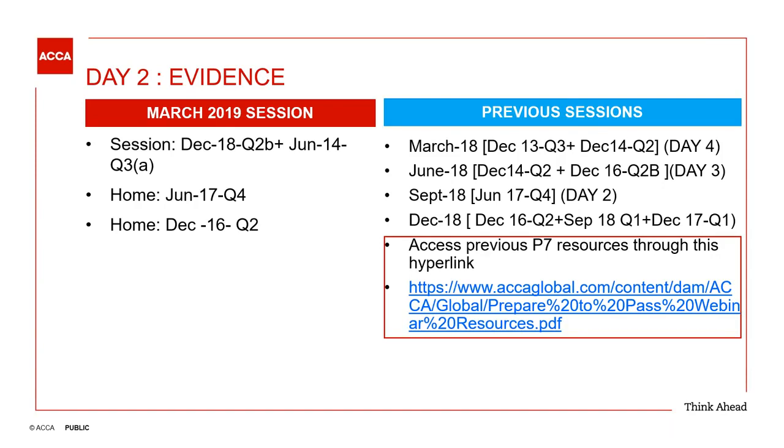Now, in the March 2019 session, which is on the left of the screen, I'll be focusing on the December 18 question number 2B, which was the last exam sitting. And then I will be focusing on the June 14 question 3A. So I have included two new questions. I am not repeating any questions which I have done in the previous sessions so that you can get a better diversity of practice in these sessions. Then you have some home questions to be done, which are the June 17 question 4 and the December 16 question 2. Okay, let's then start with evidence.